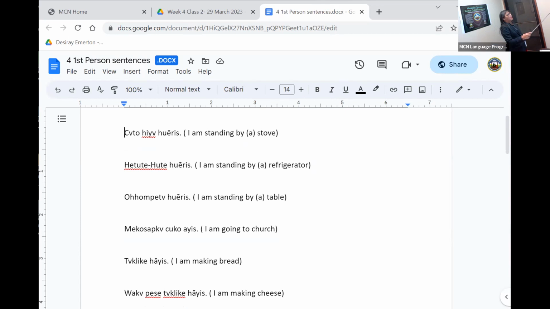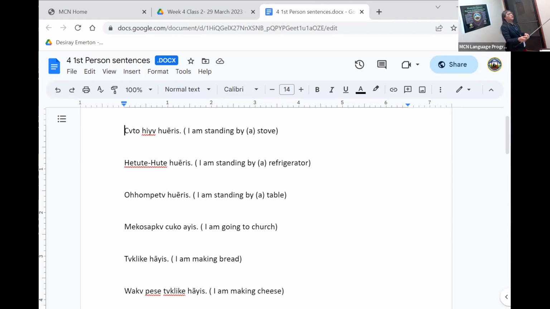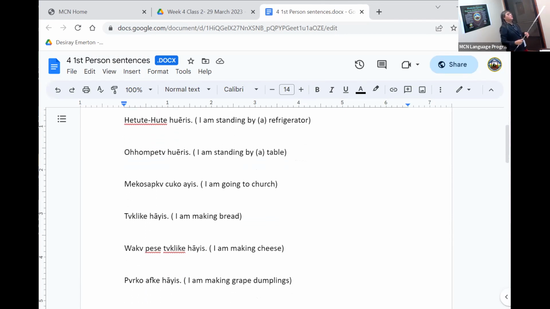Hidudi hudi huites. I am standing by a refrigerator. So that is a whole sentence. And like I said, we are building on what we've already learned from our vocabulary words. O humbera huites. I am standing by a table.